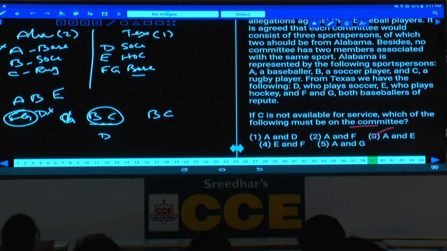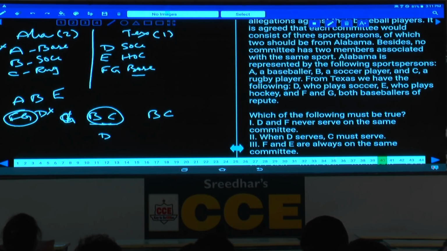Then coming to question number 40: which of the following must be true? D and F never serve on the committee. Why? Because that would be 2 persons from Texas. Hence, is it true or false? It is true. Then, when D serves, C must serve.